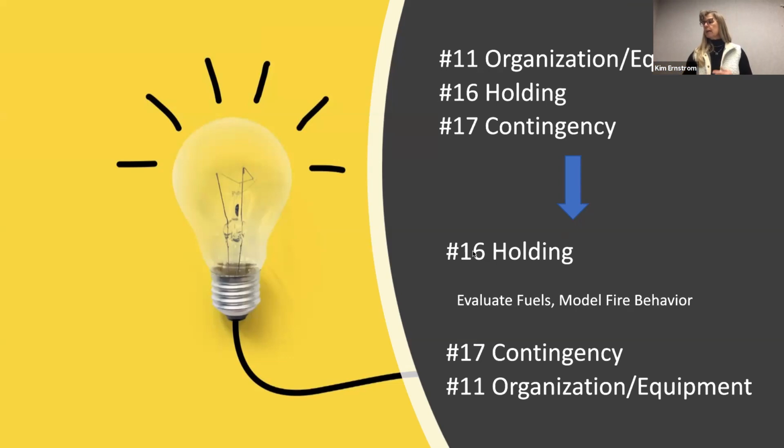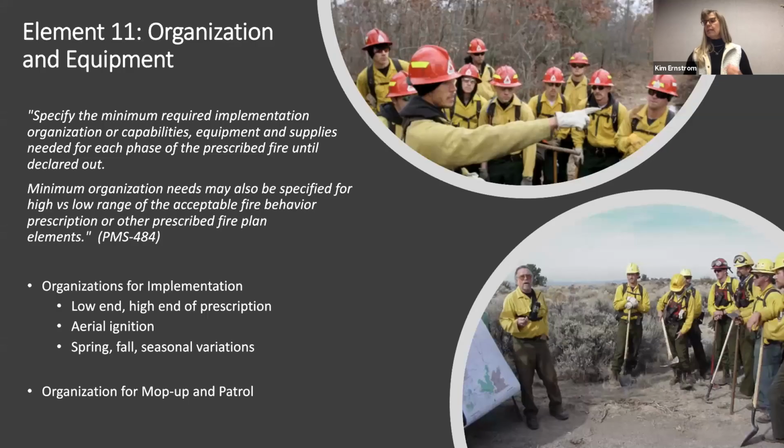So for me, I think about my holding plan. I go in, I look at my fuels and my model, my fire behavior. Then I think about contingency, sort of the what happens if it gets out of my lines. And then I go back and say, okay, now what do I need for holding? What do I need to ensure I've got the burn staying within the boundaries? So that's how I think of it.